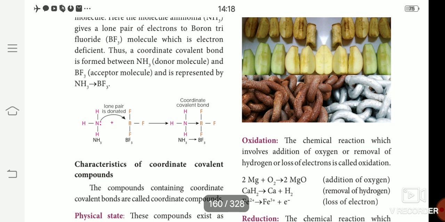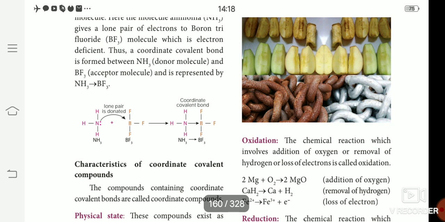So what are the physical states? The physical states mean solid state, liquid state and gaseous state. So these three states are called physical states. Okay, so for these coordinate covalent compounds, the physical state is solid, liquid and gaseous.